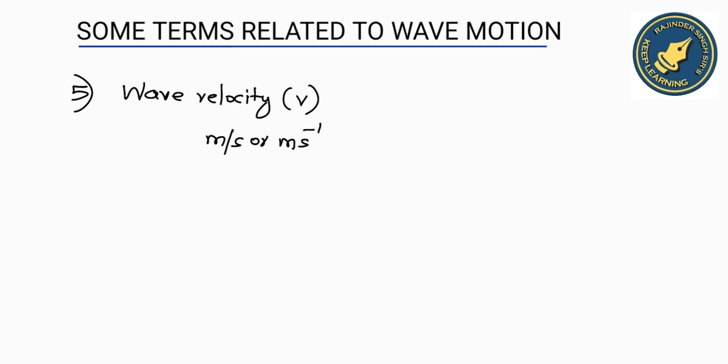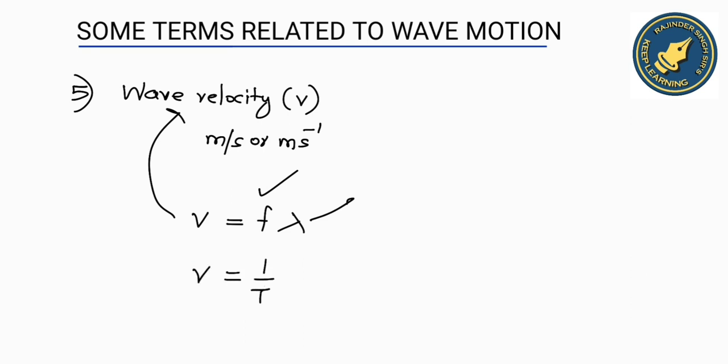And how are wave velocity, frequency and wavelength related? They are related by the formula V = f lambda. V stands for wave velocity, f is frequency, lambda is wavelength. Also, because frequency is 1 by T, I can also write it as V = lambda upon T. Use any formula while doing the numericals.